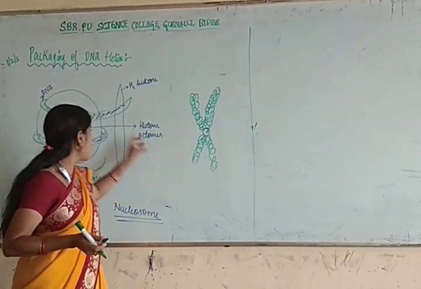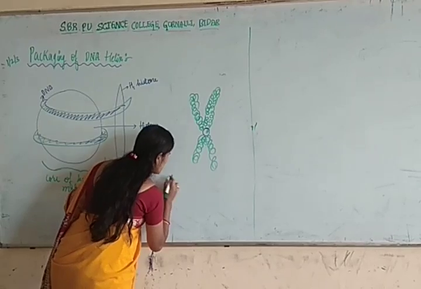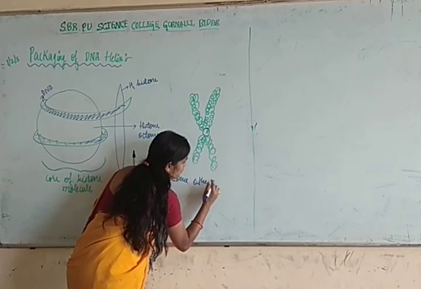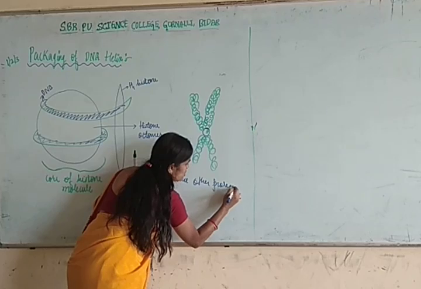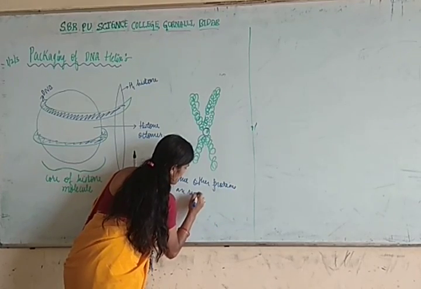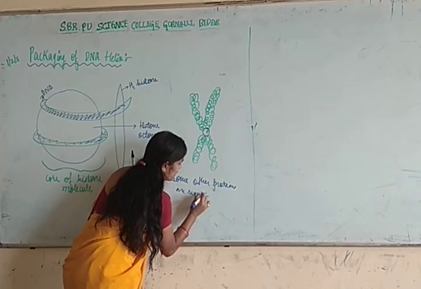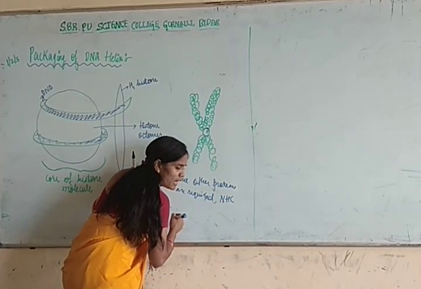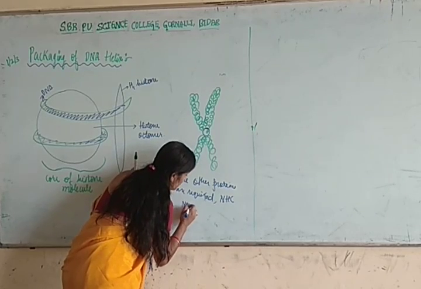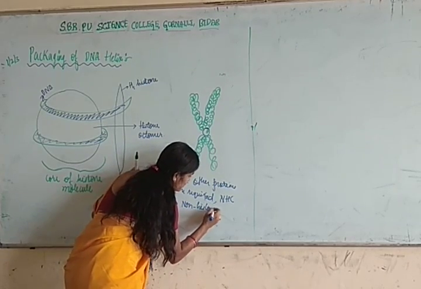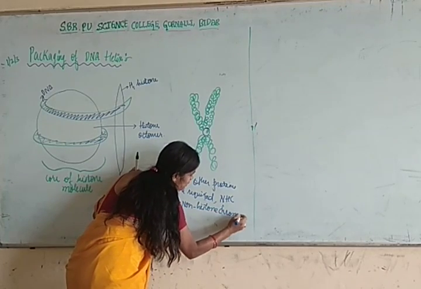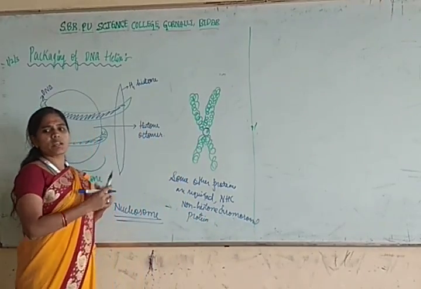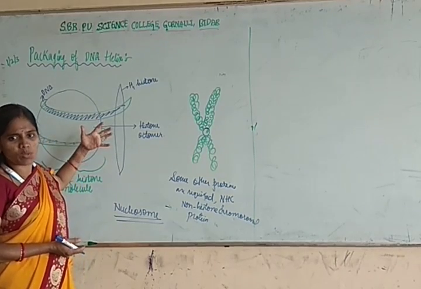Along with the histone proteins, this packaging also requires some other proteins, which are required for packaging, and those proteins are called NHC proteins. What do you mean by NHC proteins? Non-histone chromosomal proteins. Right, Beta? Histone proteins are involved in packaging totally because the DNA is wrapped around that protein.